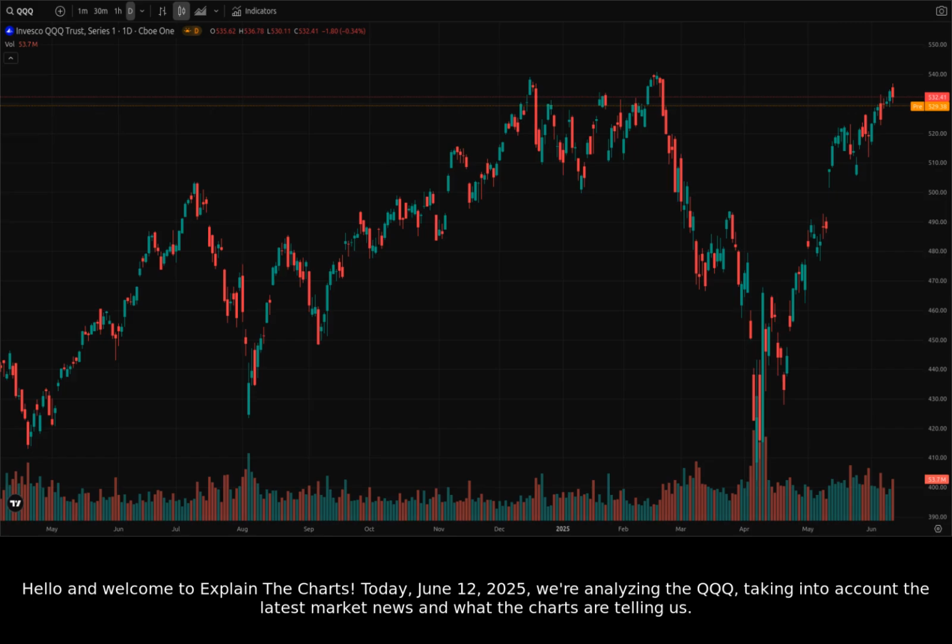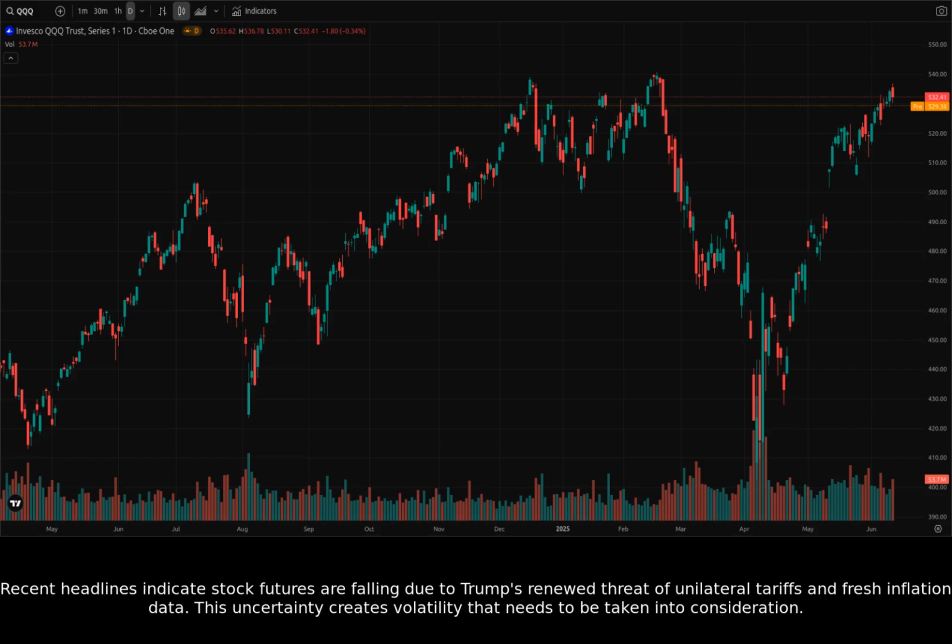Today, June 12, 2025, we're analyzing the QQQ, taking into account the latest market news and what the charts are telling us. Recent headlines indicate stock futures are falling due to Trump's renewed threat of unilateral tariffs and fresh inflation data. This uncertainty creates volatility that needs to be taken into consideration.